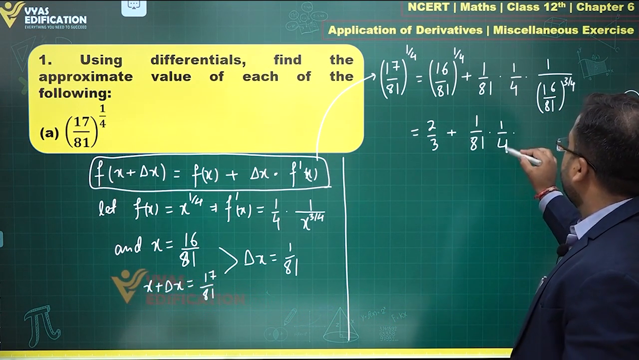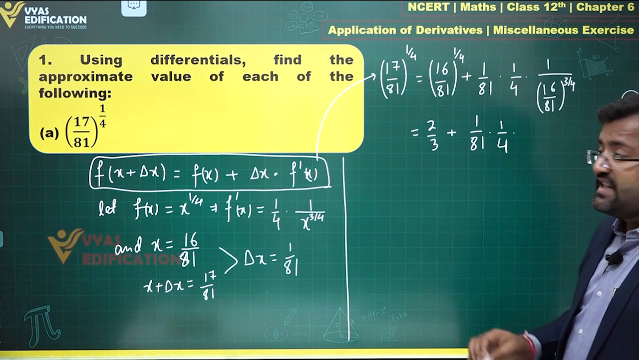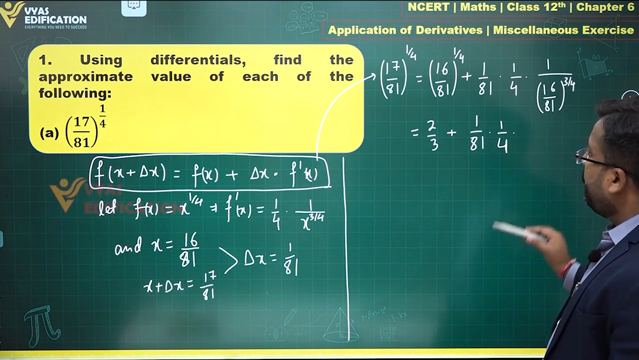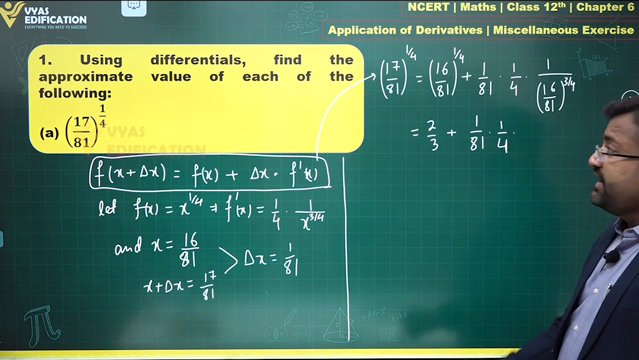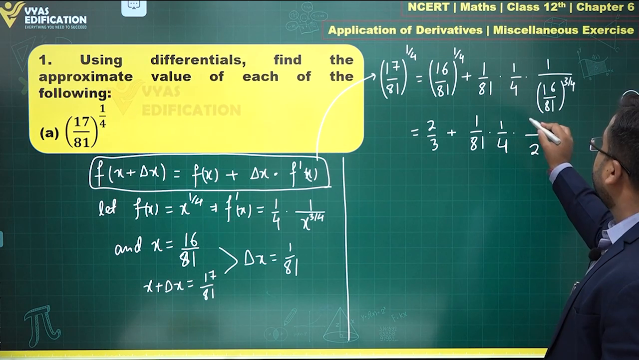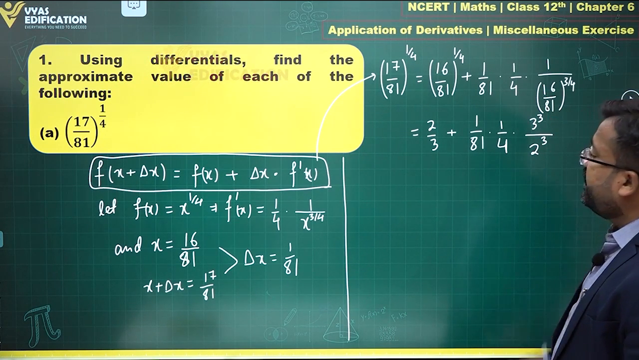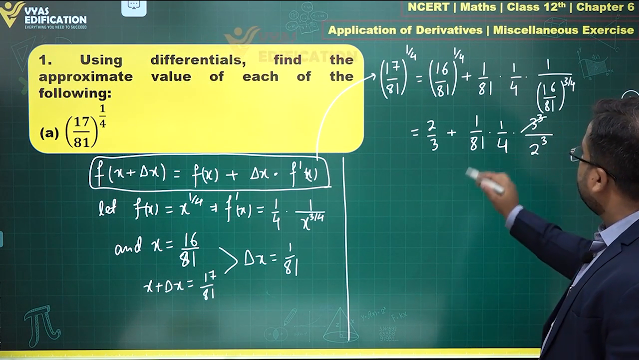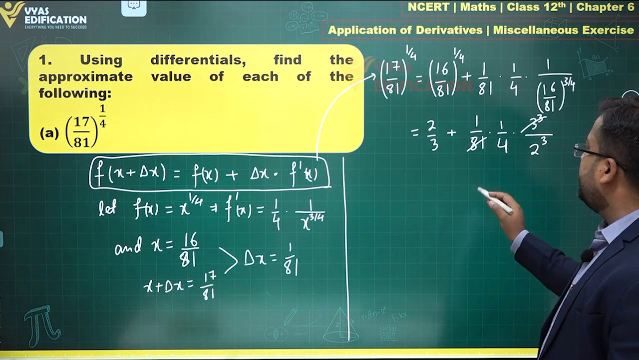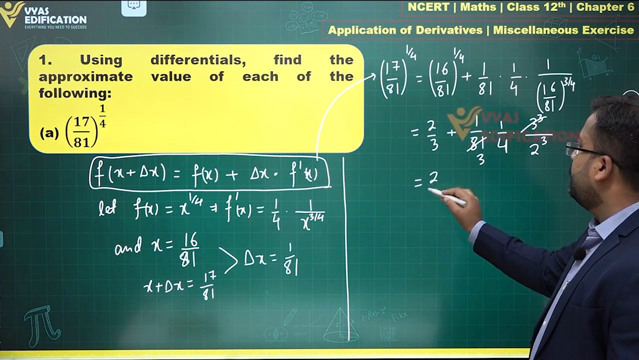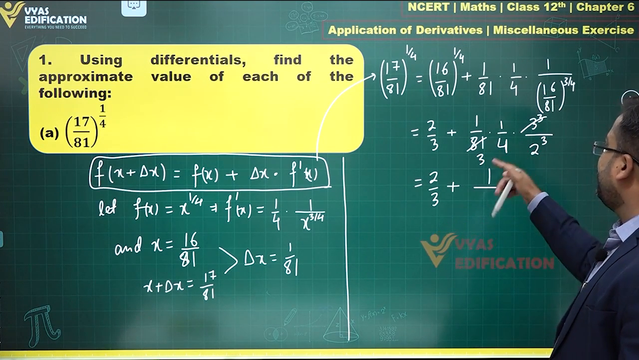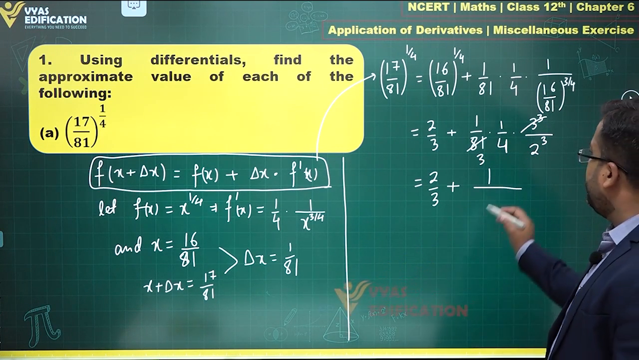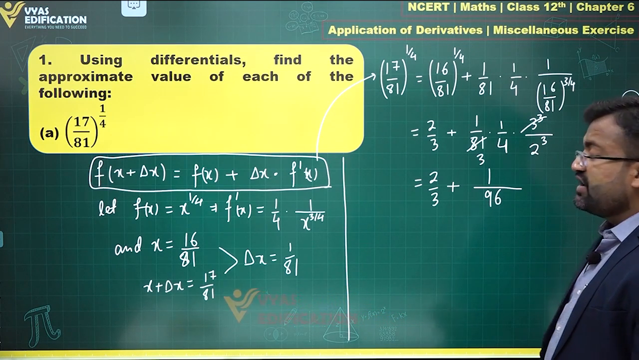This is also simple. What is this equal to? If you observe, 2 power 4, 3 power 4, raised to power 1 by 4 will be 2 and 3. Power 3 will tell me that this is 2 power 3, 3 power 3 in the denominator. This is 3 power 3, which is 27, 81 goes, and this will become 3. This is 2 by 3 plus, what is this? This is 1 upon 12 times 8. 12 times 8 will be 96. This is approximately equal to this.